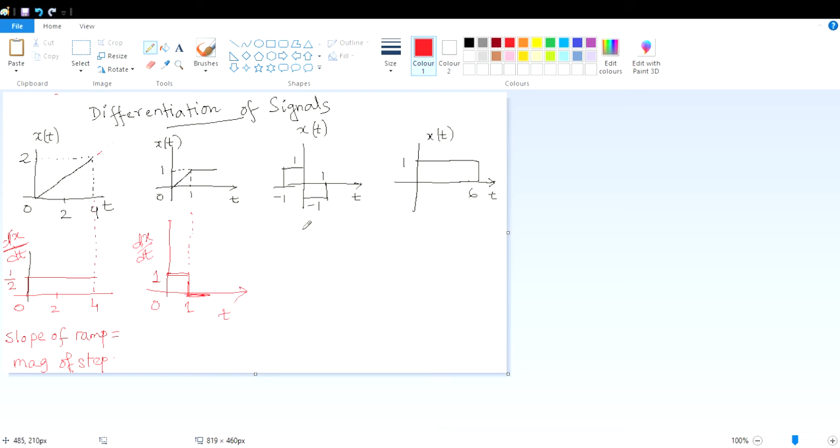Next is this signal. This is a step signal. So what we have to do? We have to differentiate it. We have to get the dx/dt of the signal just by observation. So this is my -1.